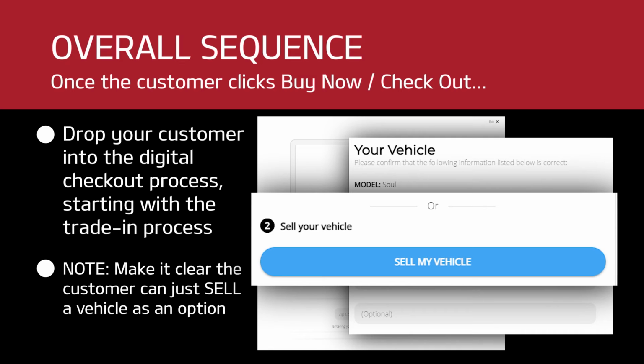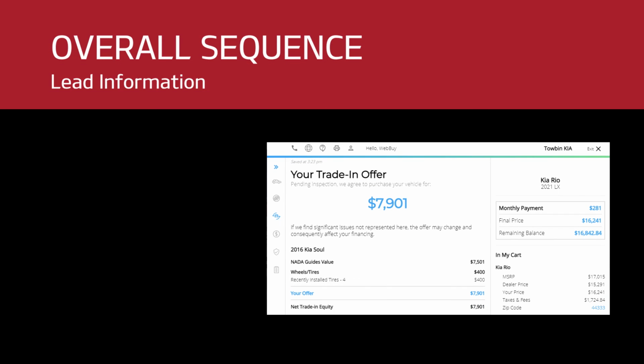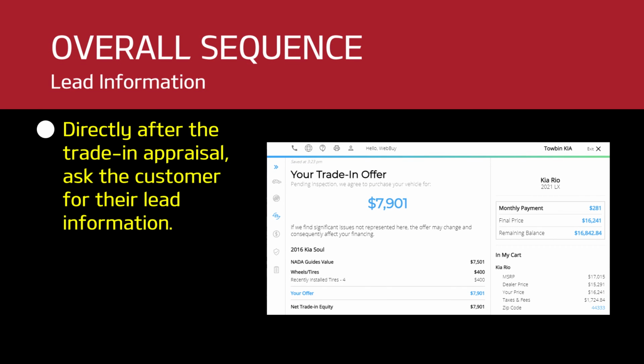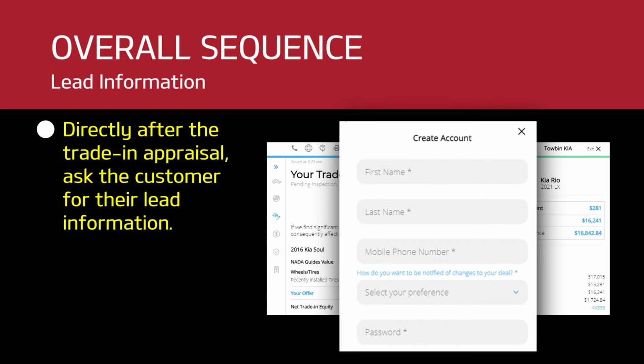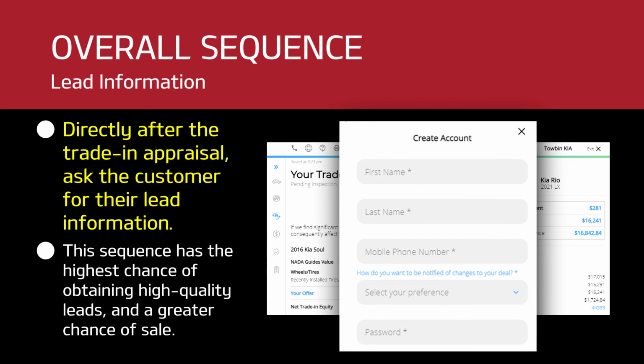There are many reasons a customer has an extra vehicle they are looking to simply get rid of. Cater to this need by including it in your messaging within the trade tool. It is very highly suggested that directly after the trade appraisal, you ask the customer for their lead information. Performing the steps in this order has the highest chance of obtaining high-quality leads, greater chance of sale, happier customers, and more positive reviews of your dealership.